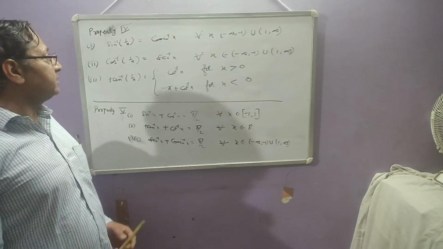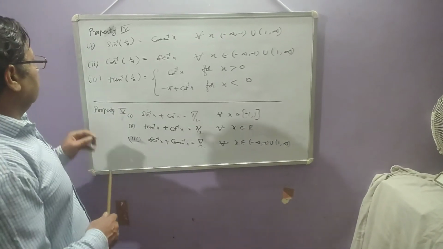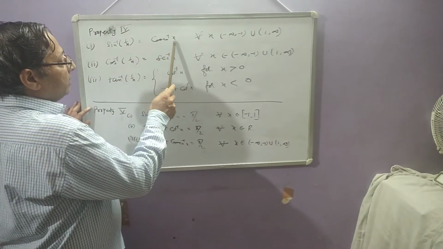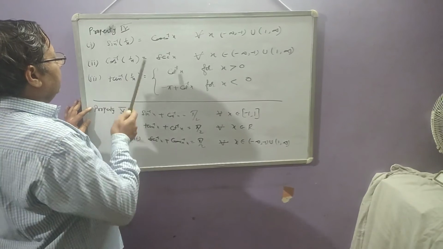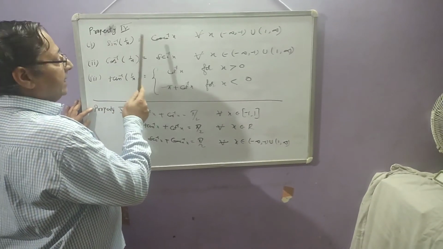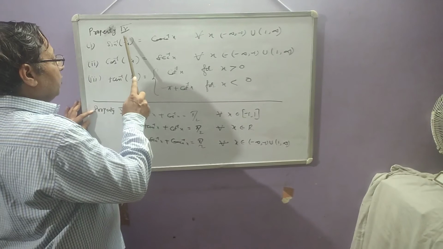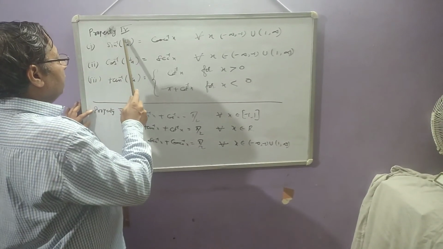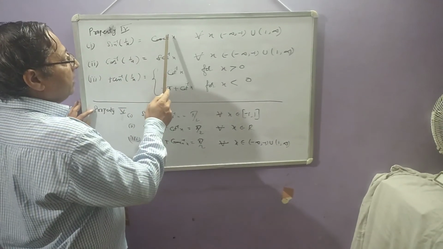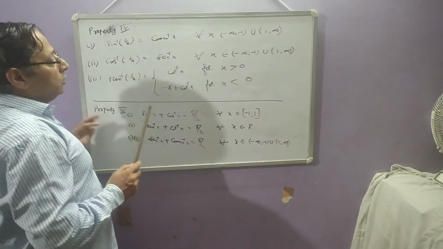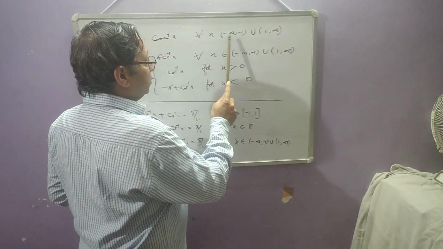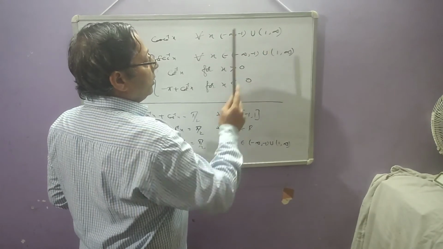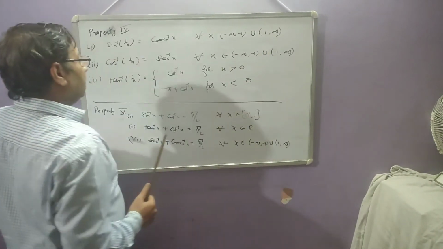Now let us discuss property 4. It is sine inverse of 1 by x is equal to cosecant inverse x. You know, in plane trigonometry, the reciprocal of sine is cosecant, and the reciprocal of 1 over x is x. So in this way we can remember it. Sine inverse of 1 by x is equal to cosecant inverse of x, and this property holds good whenever x belongs to the open interval minus infinity to minus 1 union 1 to infinity, that is its domain.